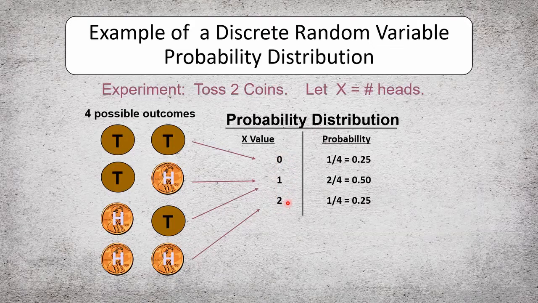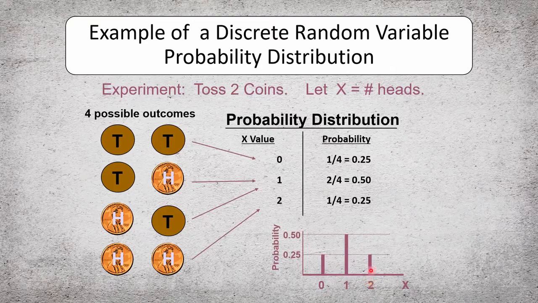corresponding x value. Accordingly, you can draw the graph where on the x-axis you have capital X, that is your discrete random variable, and on your y-axis you have the probability value. So when x is 0, your probability is 0.25. When x is 1, probability is 0.5. When x is 2, probability is 0.25. So this is what the probability distribution would look like for this particular example.